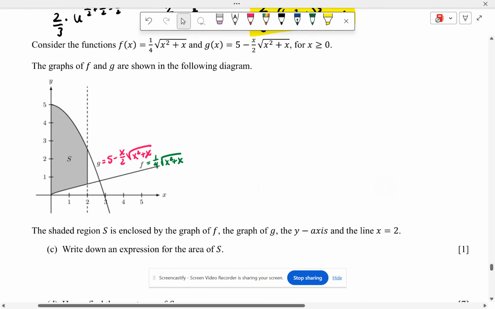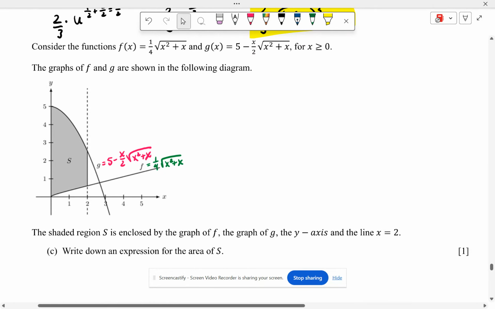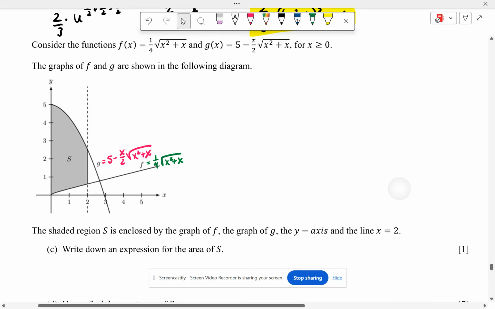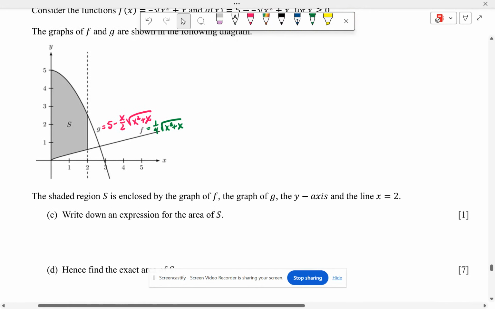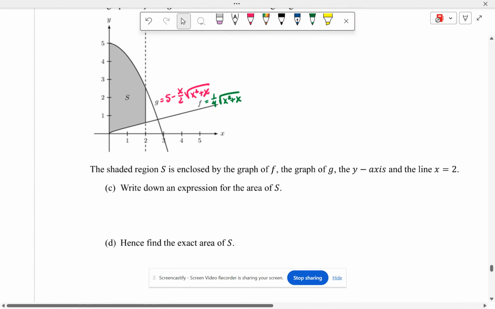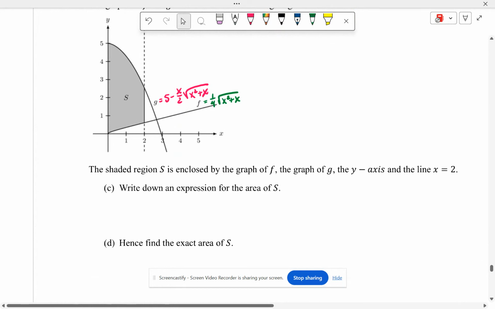Okay. Why do you think I labeled these? So that you know what to subtract. Yeah, so I know which function is the top and which is the bottom. Good job. It says the shaded region S is enclosed by the graph of f, the graph of g, the y-axis, and the line x equals 2.